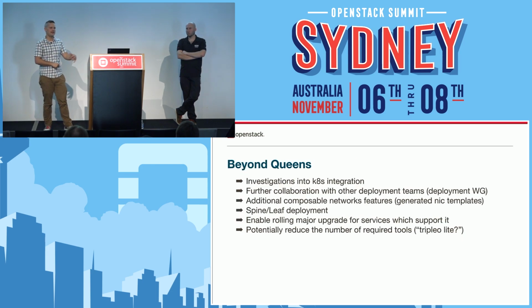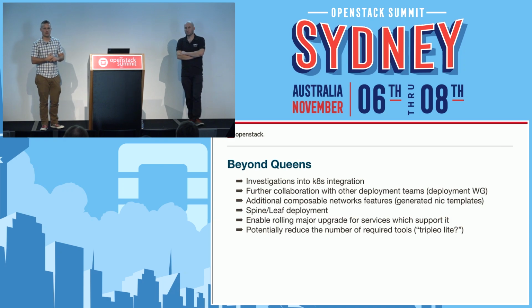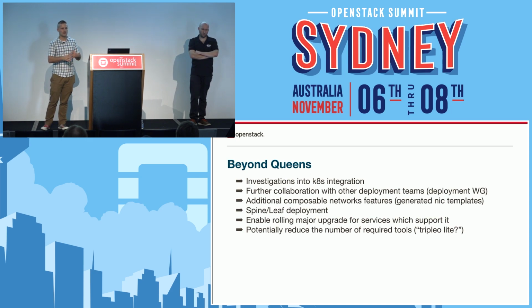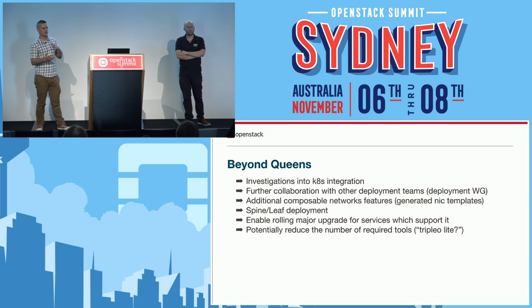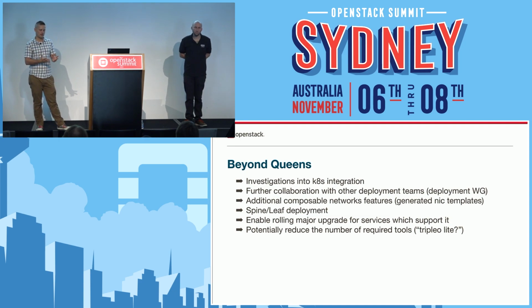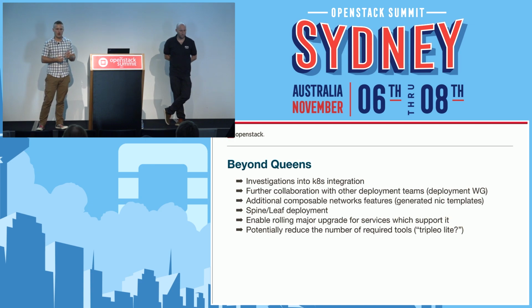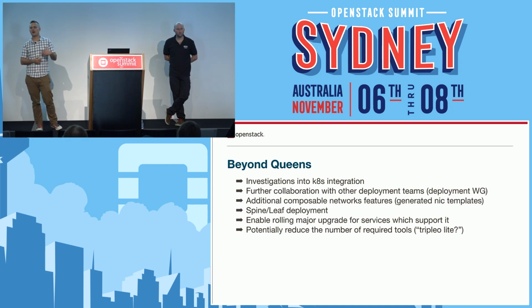And in Queens and beyond, we are also investigating the Kubernetes integrations. We have a lot of questions from the community about how this is going to happen, and right now there is some investigation on that aspect. There are two things we need to think about. The first one is how can we deploy Kubernetes on top of OpenStack? And the second thing is how can we deploy OpenStack in Kubernetes microservices? That's something the team is currently investigating.